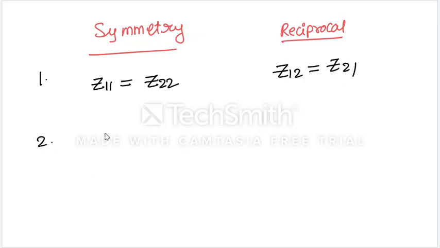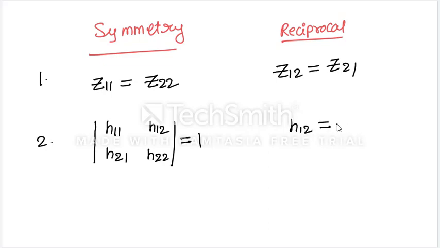Next, the H parameters. H11, H12, H21, H22, the determinant is equal to 1. Here H12 is equal to minus H21. Reciprocal condition.